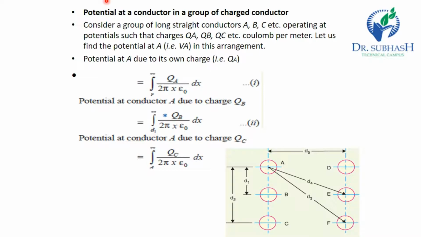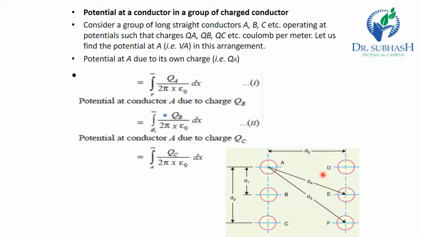Okay. Now, potential at a conductor in a group of charged conductors. We have conductors A, B, C, and the distances between them are D1, D2, D3. The distance between A and E is D4. Here F is D3 and D5, which is between A and D. We consider the conductors A, B, C with charges Qa, Qb and Qc coulomb per meter. Now we find the potential at point A.